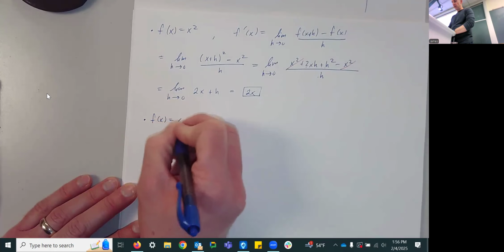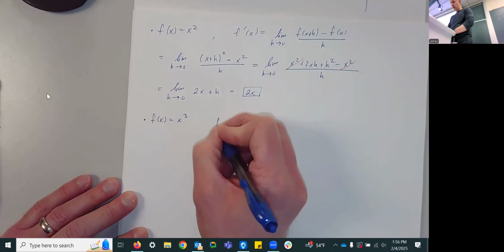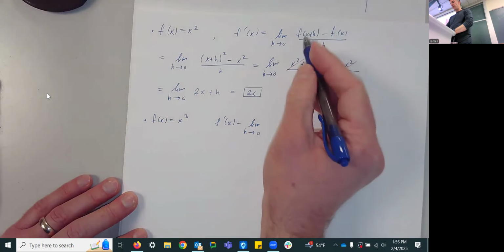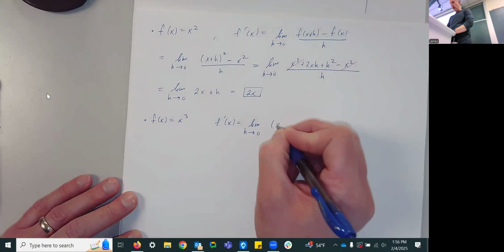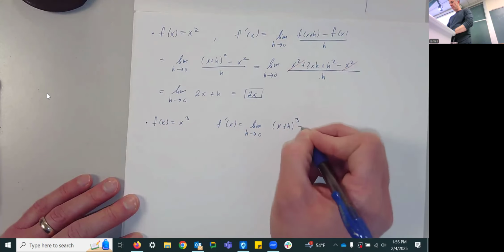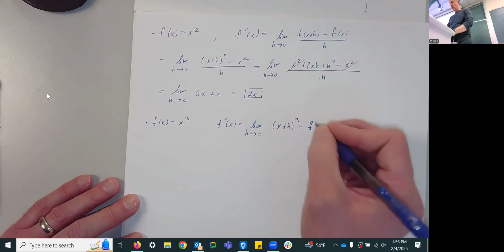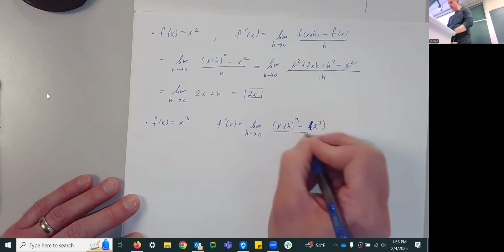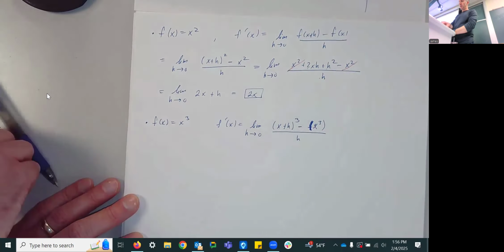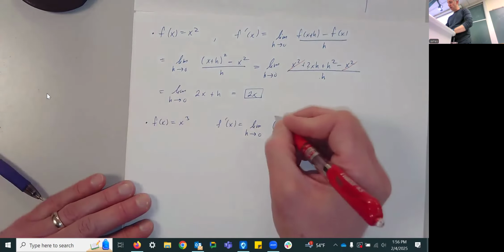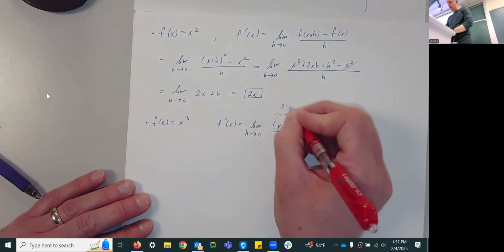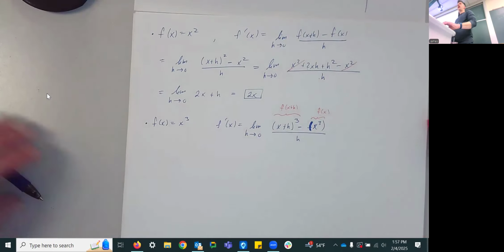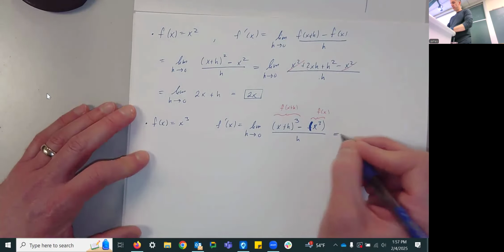For f of x equal to x cubed, same deal. F prime of x is going to equal the limit as h goes to 0. Okay, I'm going to skip the step of writing f of x plus h. I'm going to write x plus h cubed minus... Maybe I'm not going to skip the step. Minus x cubed, sorry. It's a little ugly there. All over h. You don't really need the parentheses around x cubed there. I just started writing parentheses, so I got kind of stuck. There's my f of x plus h. There's my f of x. And now for a trick.